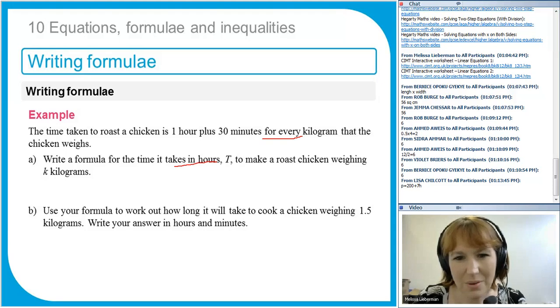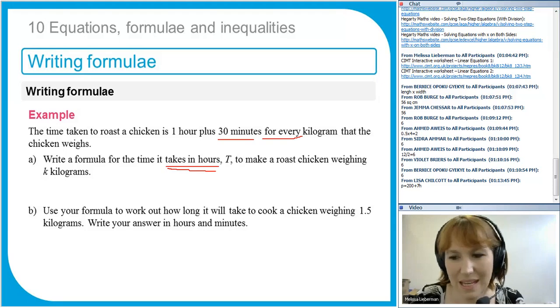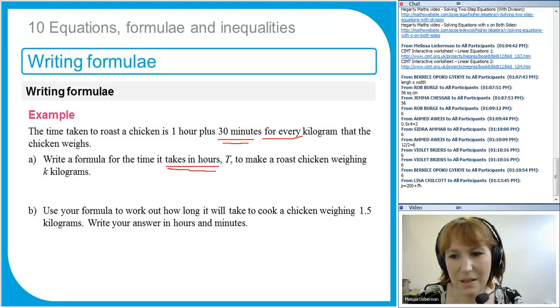Whoops, didn't mean to cross that out. That's just my hand slipped. I'm trying to write with the mouse. So T is the time it takes in hours. So we have to be very careful because if we just wrote 30, 30 is 30 minutes. How do I write 30 minutes in hours? Any idea?